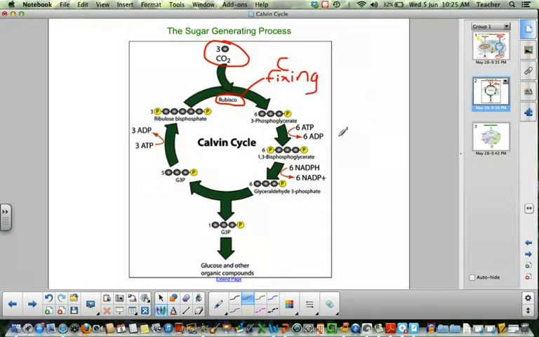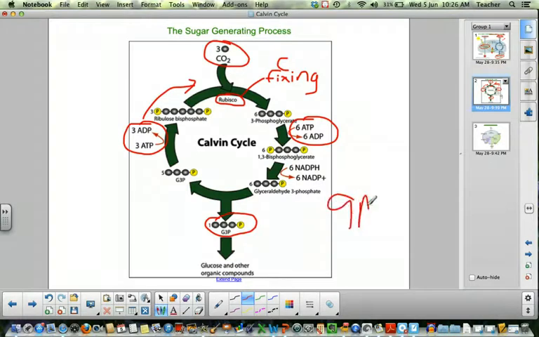Now, this process requires quite a bit of energy. As you can see here, we've got 6 ATP being turned into 6 ADP and 3 ATP over here being converted into 3 ADP. So for 3 carbon dioxides to be turned into 1 molecule of G3P and then to regenerate Rubisco, which has to happen for the cycle to be able to continue, we're actually going to use a total of 9 ATP.